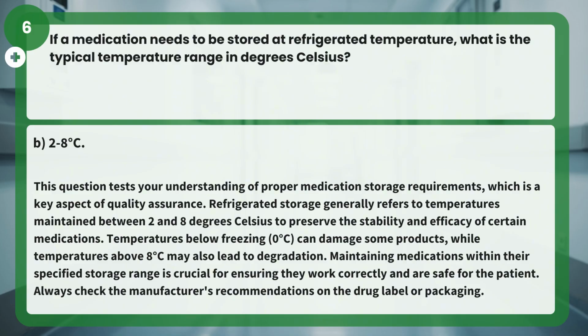Temperatures below freezing, 0 degrees Celsius, can damage some products, while temperatures above 8 degrees Celsius may also lead to degradation. Maintaining medications within their specified storage range is crucial for ensuring they work correctly and are safe for the patient. Always check the manufacturer's recommendations on the drug label or packaging.